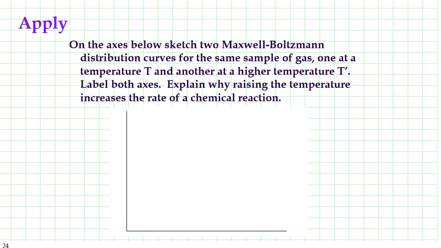So this question is asking us to sketch two Maxwell-Boltzmann curves on this graph, on this axis. One has a temperature of T and another has a temperature T prime that is higher than T. Label both axes. Remember that our y-axis is going to be the number of particles, or the frequency of particles, or the percentage of particles. And then our x-axis is energy, or kinetic energy.